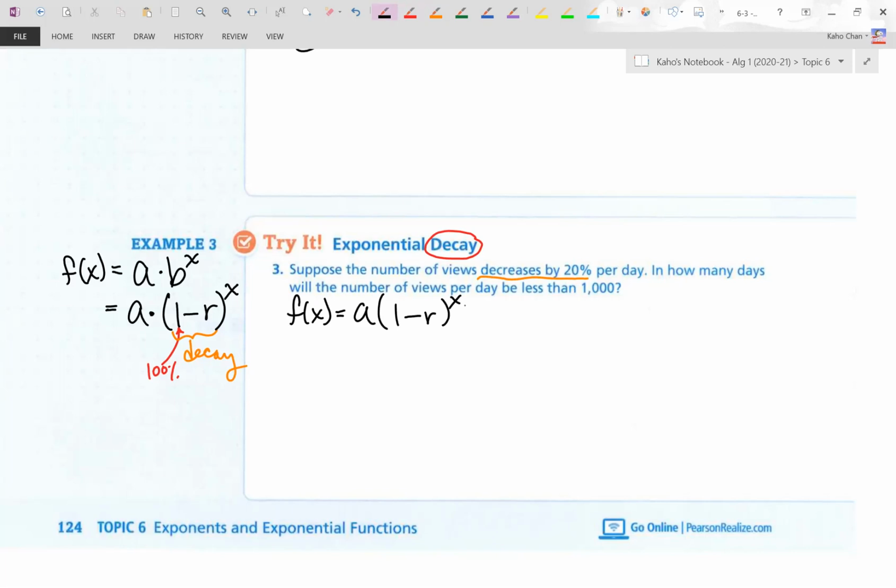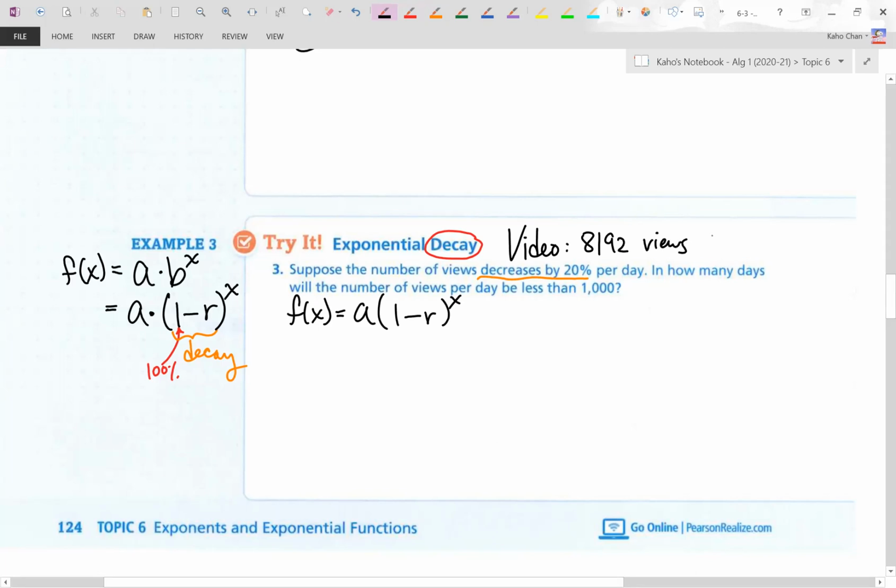So the initial value that's not listed here, and I apologize, sometimes you have to pause and think about what they are referring to. This is in the book, by the way. Right now there are 8,192 views the first day. So that's our initial value, the A value, okay? So that goes into the spot right here.